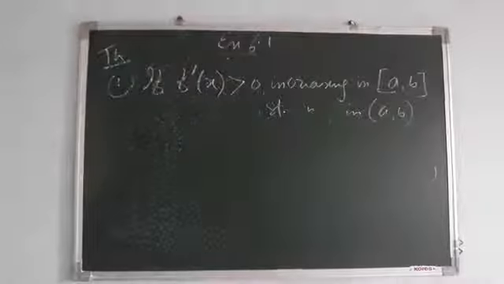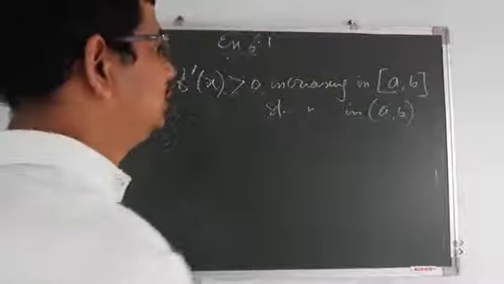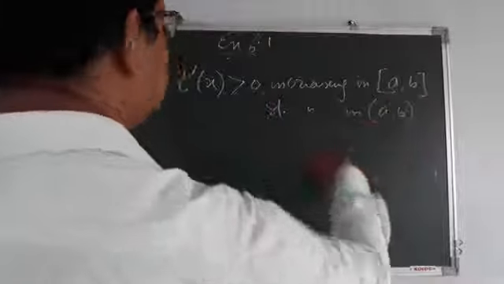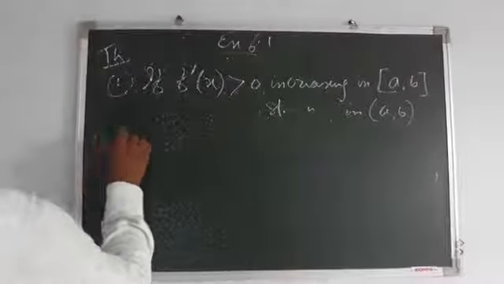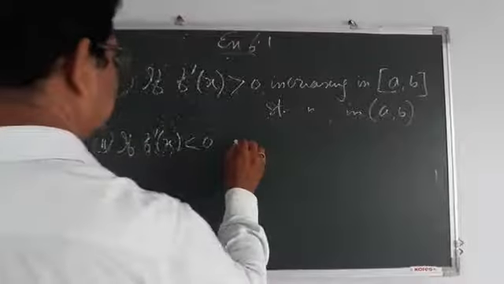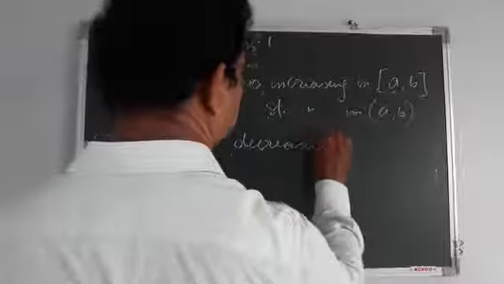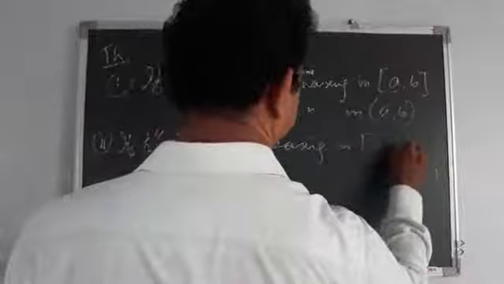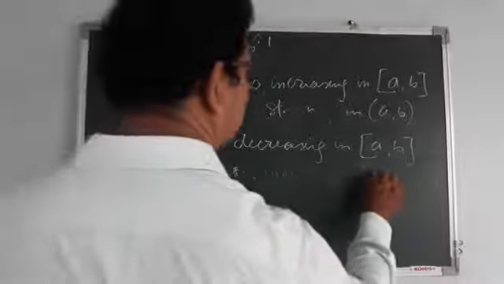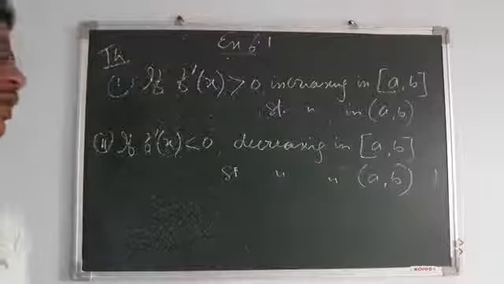If we get f dash x which is positive, not 0, greater than 0, then f is increasing in the closed interval and strictly increasing in the open interval. If f dash x less than 0, then f(x) is decreasing in the closed interval AB, the domain set, and strictly decreasing in the open interval AB. That formula you have to remember. That is the total thing required for doing this.